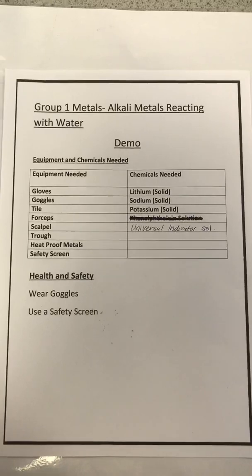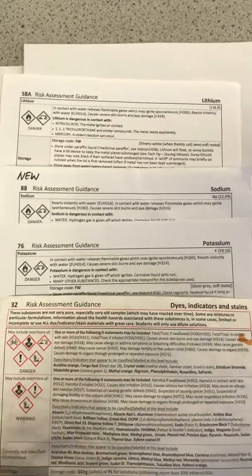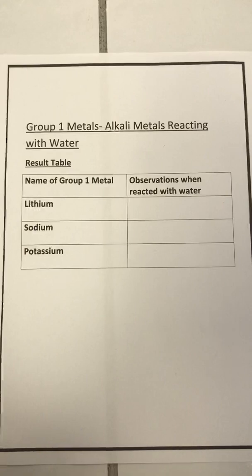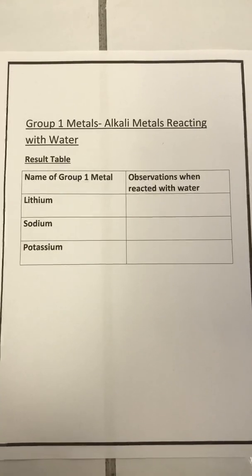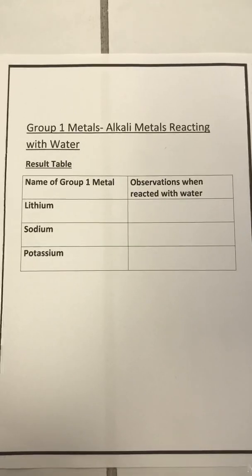As we know, we are dealing with alkaline metals. We have done our risk assessment and have realized we need to wear goggles and use a safety screen. Please watch and record your observations on the worksheet provided. If you don't have this, your teacher may pause this video so you can draw this table in your exercise book.